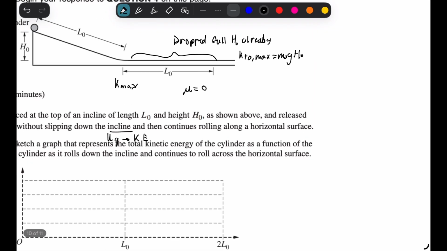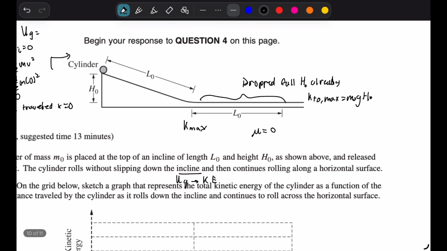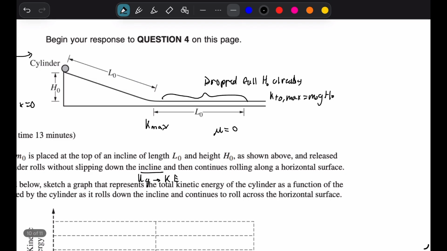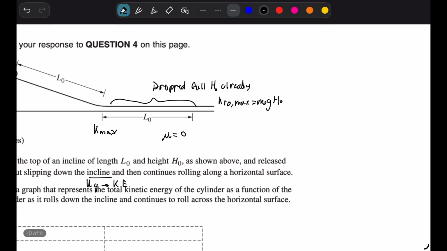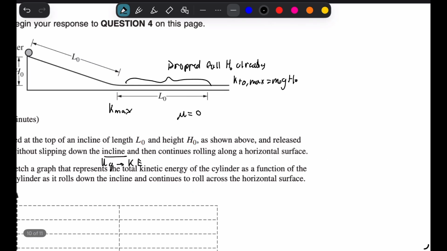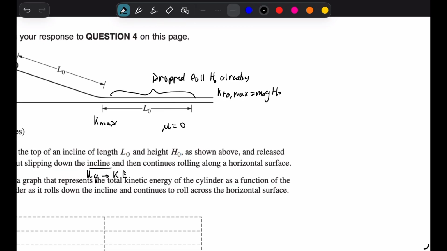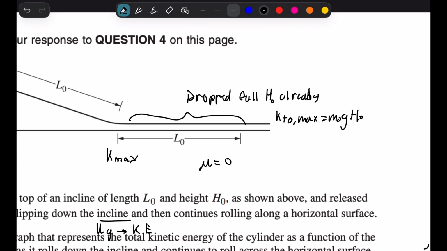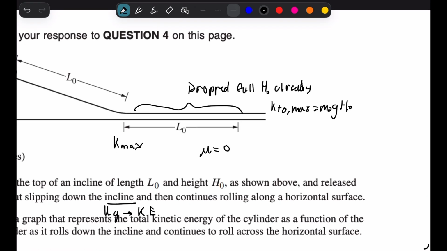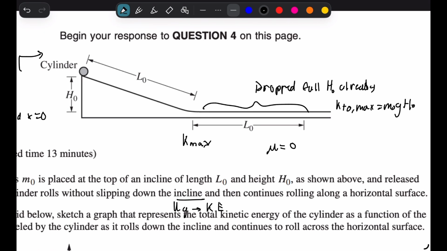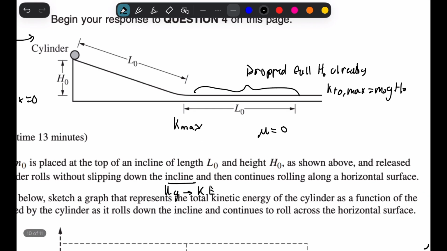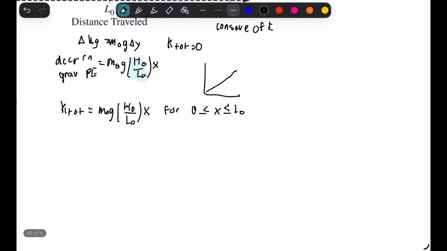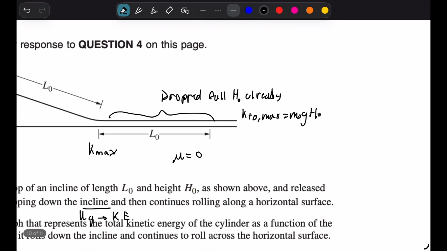Well, after that cylinder reaches the horizontal surface, that means that the height is no longer going to change. And since it continues rolling without slipping on this horizontal surface, its total kinetic energy is going to stay constant. There's no further change in our gravitational potential energy over here. So the total kinetic energy is going to remain at that constant value. So from x equal to L initial all the way to x equal to 2 times L initial, that is going to be that horizontal line at K total.